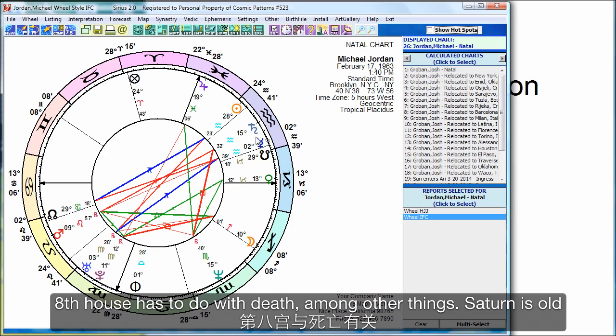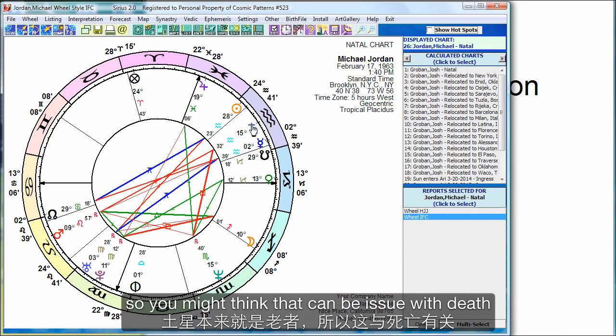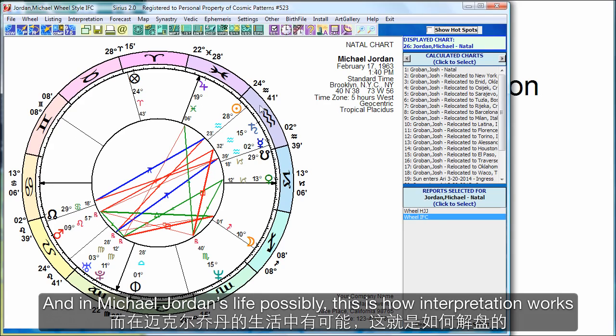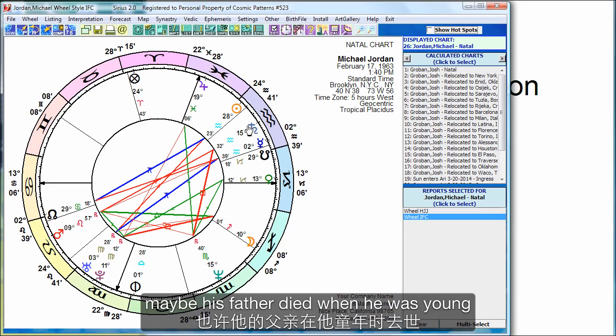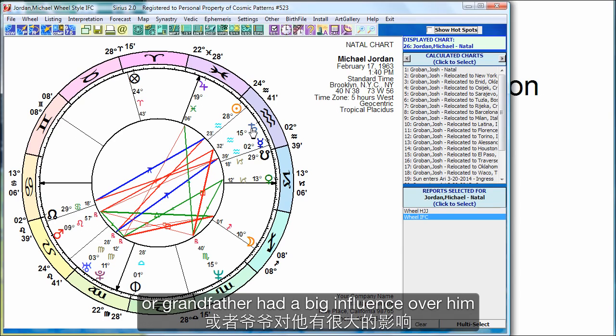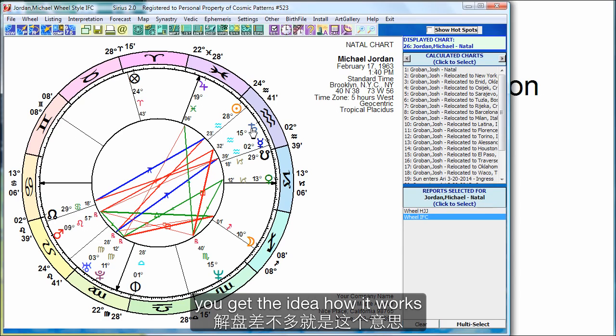Eighth house has to do with death, among other things. And Saturn is old, so you might think that there'd be issues of death in Michael Jordan's life, possibly. This is how the interpretation works. Maybe his father died when he was young, or his grandfather had a big influence over him. You get the idea how it works?